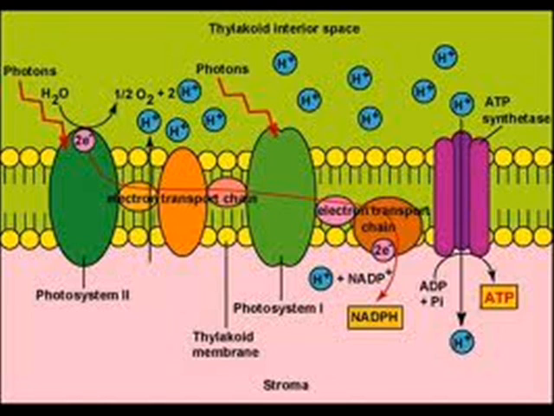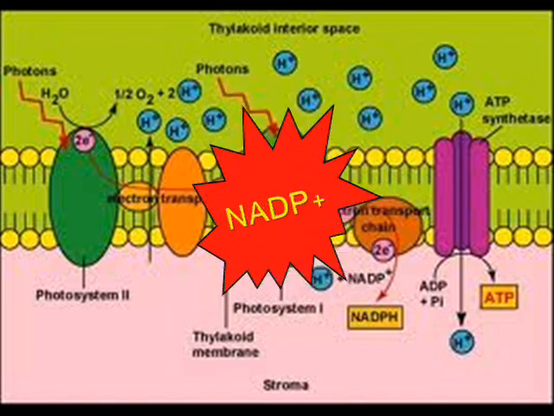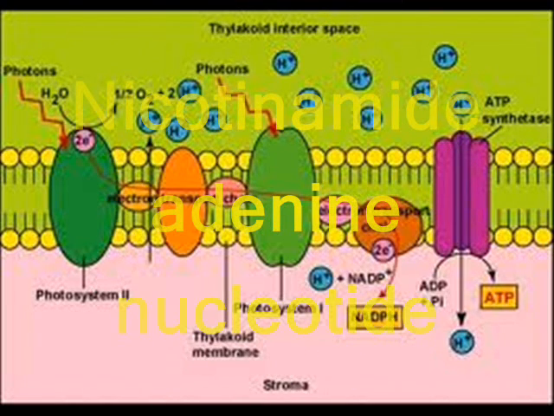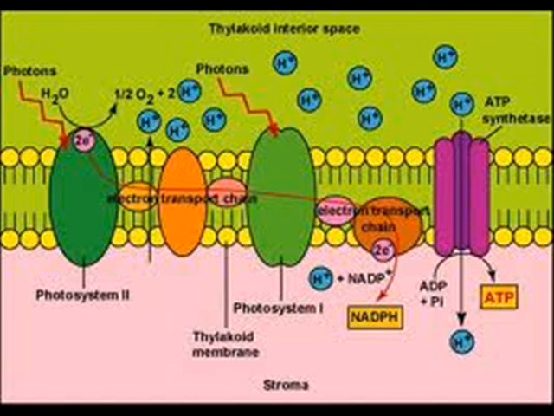Electrons from photosystem 2 that were shuttled to photosystem 1 provide energy to make ADP, and NADP plus, or nicotinamide adenine dinucleotide phosphate, into NADPH.